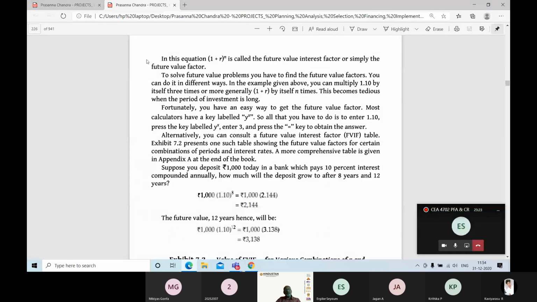So here, this equation 1 plus R is called the future value interest factor, or simply the future value factor. To solve the future value problem, you have to find the future value factor. You can do it different ways. For example, you can multiply 1.10 by itself 3 times, or more generally 1 plus R by itself n times. This becomes tedious when the period of investment is long.